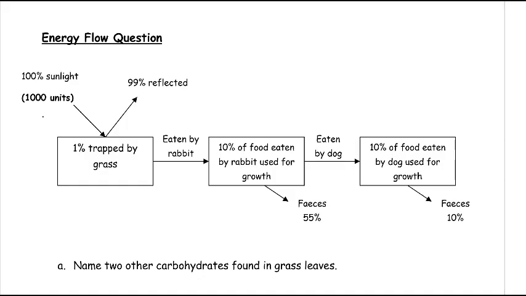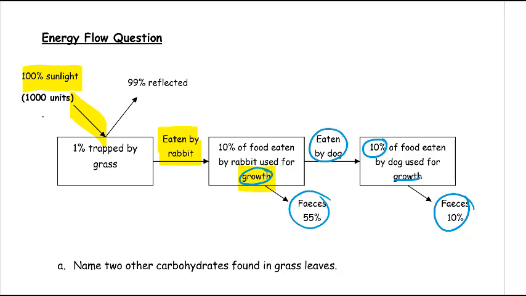Now, this is a little question to do with energy flow. So if we start off with sunlight, it shines down on the grass. Grass uses it for photosynthesis and grows. It gets eaten by the rabbit. The rabbit uses that energy for growth. So whatever energy that rabbit was able to use for growth of new muscle and things like that, that gets eaten by the dog. And only 10% of the food eaten by the dog gets used for growth. Along the way, energy gets lost in feces, and also what's not shown here is energy gets lost in respiration.